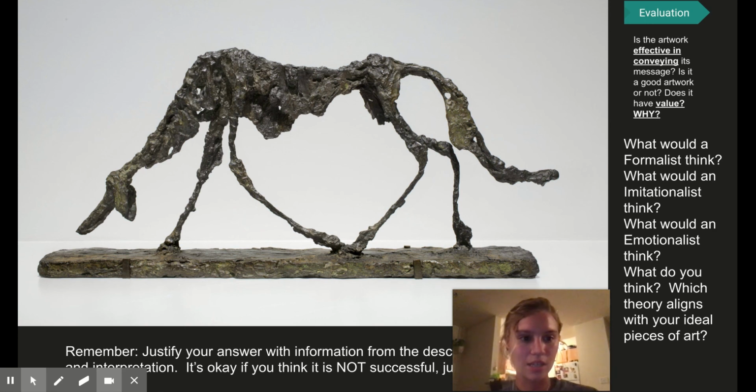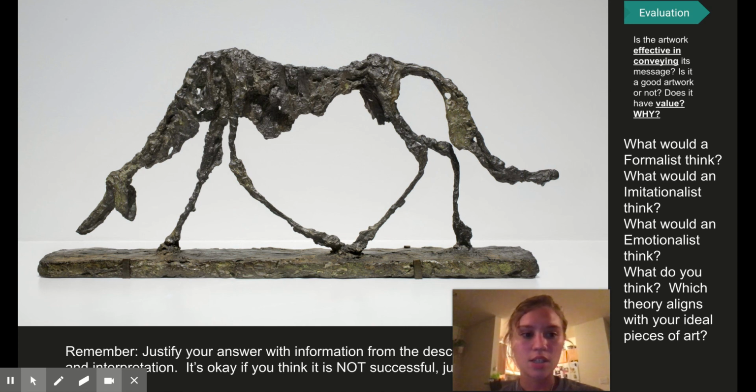The next question is, is it a good artwork? And personally, I think it is. I think it's a good artwork because it conveys its meaning really well. Artworks that have meanings, but I don't really see them, sometimes I have trouble with, and that's okay. But that is why I think this one is a good one.